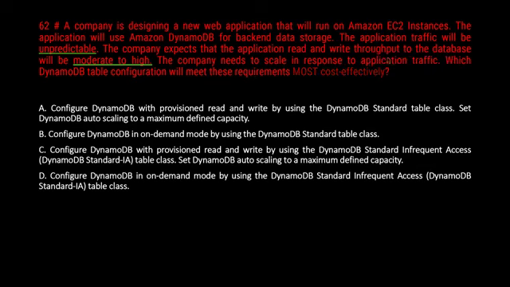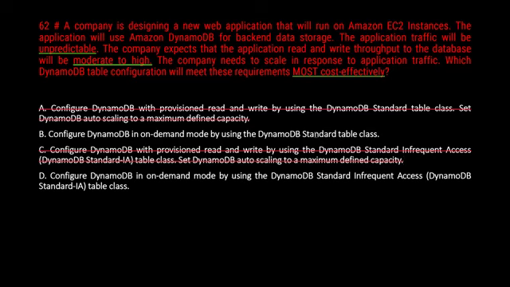Okay, so I just said unpredictable means it's always on demand. So let's not go with this since it's provisioned read and write. Even this is provisioned read write. Okay, then we are left with B and D, where we have both using on demand.